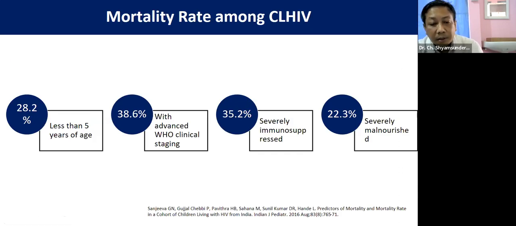And Indian data published in 2016 showed that 20.2% of children less than 5 years of age already had advanced disease, and 38.6% had advanced WHO clinical staging, 38.2% were severely immunosuppressed, and 22.3% were severely malnourished. In fact, all of these CLHIV children are found to be malnourished, as we encounter them here also.